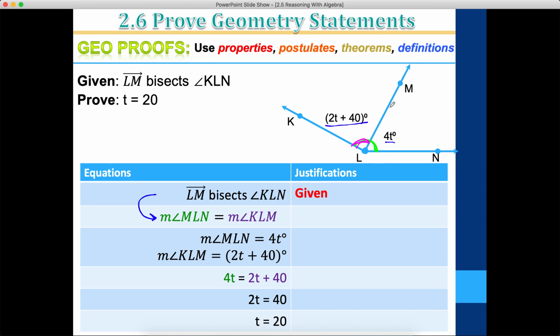If we're told that this ray is an angle bisector, then bisection implies that the two parts that it makes are going to be the same. So we would cite the definition of bisection as our reasoning for why this green angle and this purple angle are equal to each other, or their measures are equal to each other.